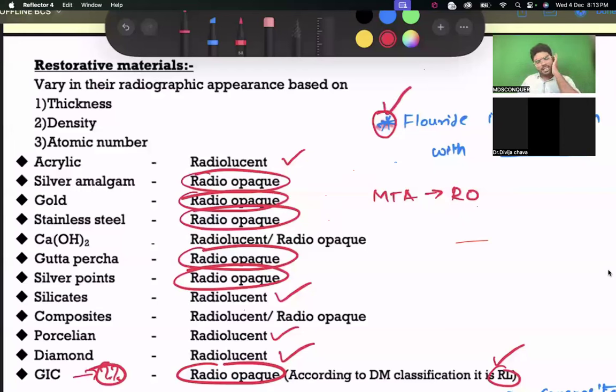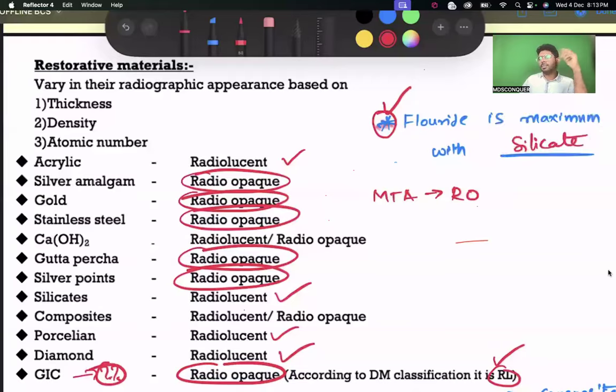The question was given in such a way: a baby with a high caries index, with lots of caries lesions, has approached the OPD, and which of the following restorative materials with high fluoride releasing capacity has to be used in this baby? If the option is silicates, your answer should be silicates only, because silicates have the highest fluoride release.